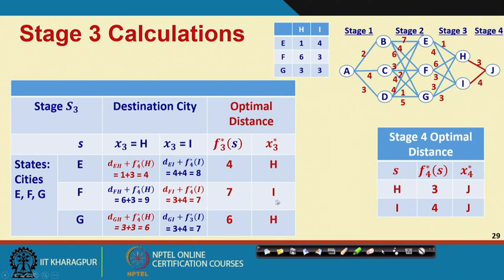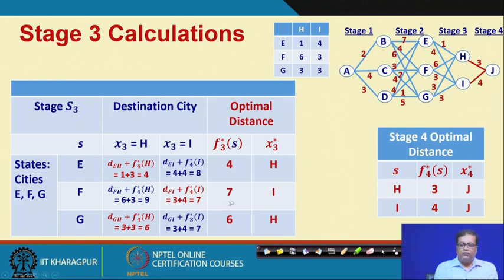So, obviously, x3 star will be I, that means we have to go through I, and that value is 7. And when it comes to G, it should be d_GH plus f4 star, and that comes to 6. So, this will become 6 and the destination is H. So, we have now obtained the optimal decisions for stage 3.